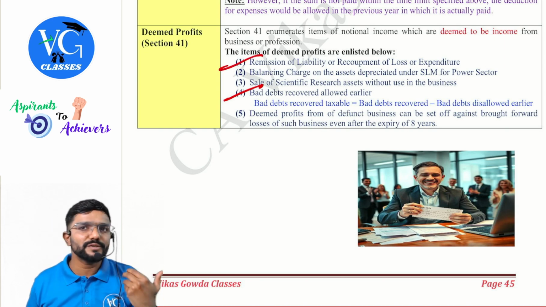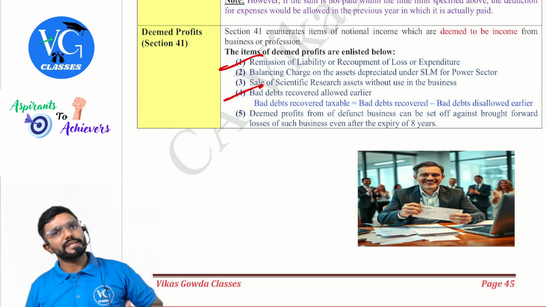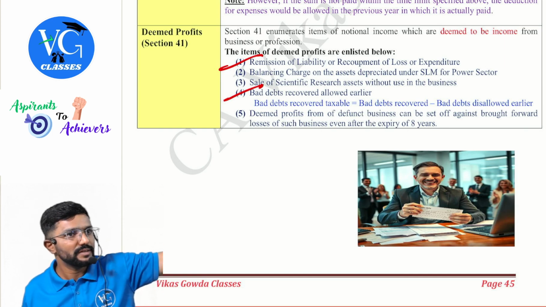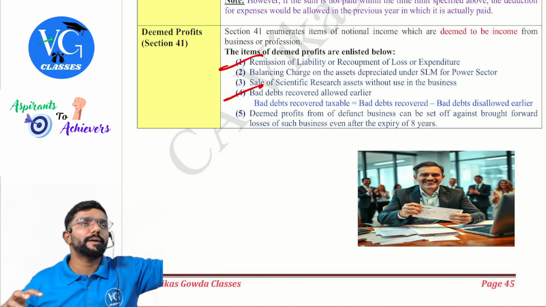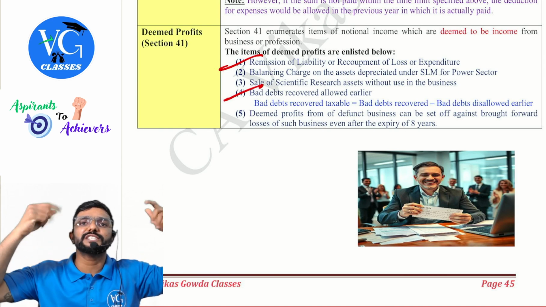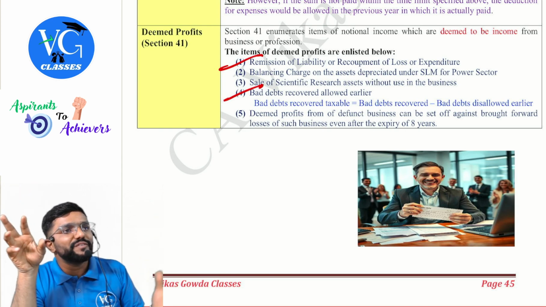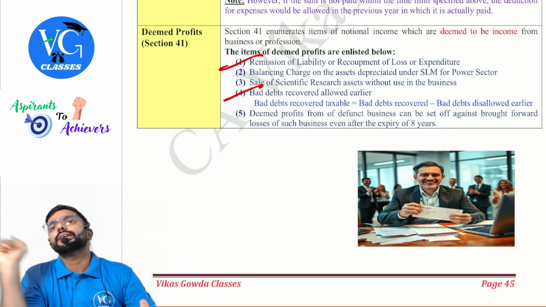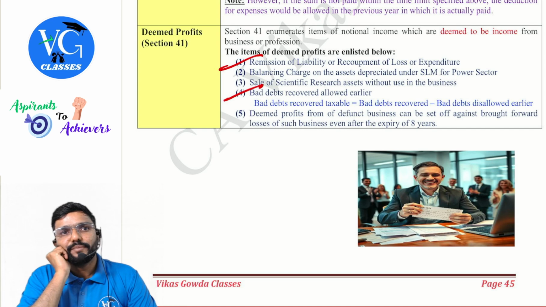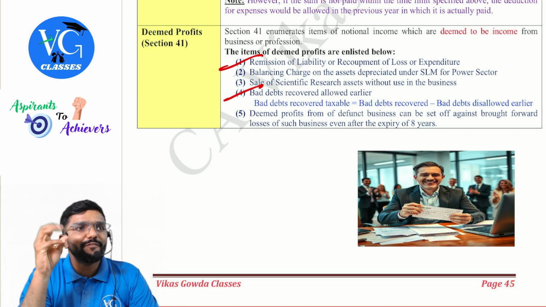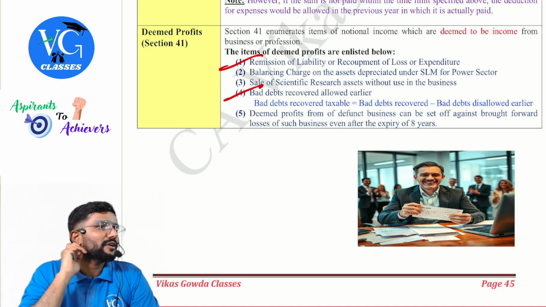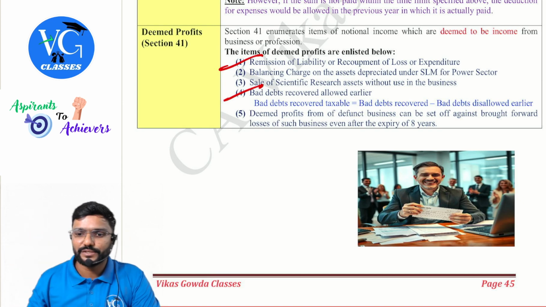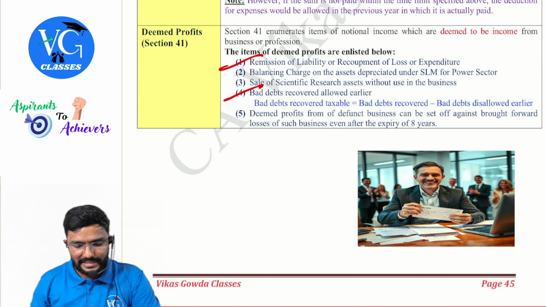And bad debts recovered also, is it taxable in the year in which it is recovered? Yes. By chance, if something was disallowed previously, assume I had claimed bad debts of 50,000, but assessing officer disallowed 20,000. So when I have recovered it, reduce 20,000. Only remaining would be taxable. So in simple, from the bad debts recovered, if anything was disallowed in the year of loss, reduce it, only remaining would be taxable, guys.